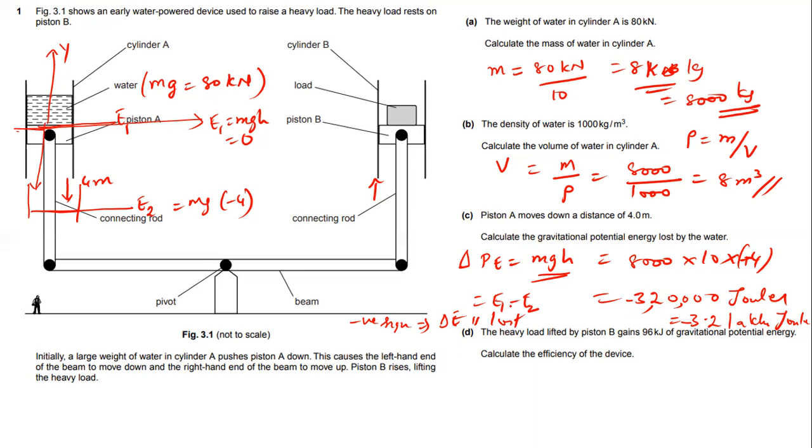Did you understand? Yeah. Okay, but if you just write delta PE is equal to mgh, you will get only 1 mark there. For calculation, 1 mark. For change in potential energy, 1 mark. And for mentioning what the negative sign means, that comes out to be 1 mark.